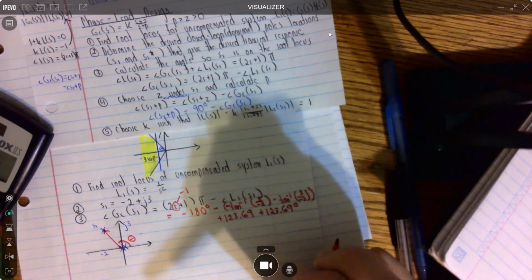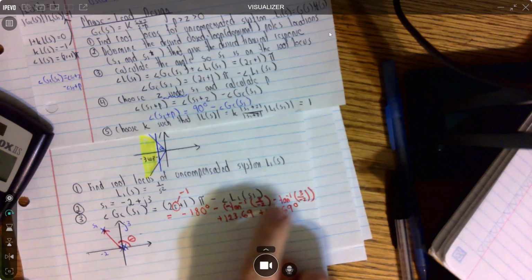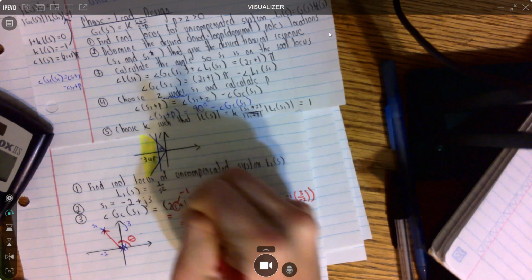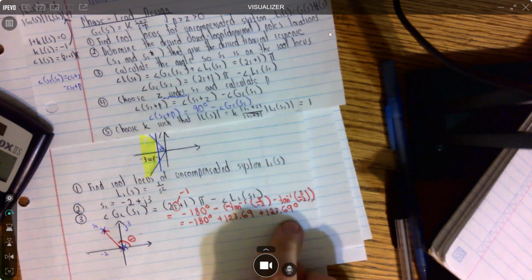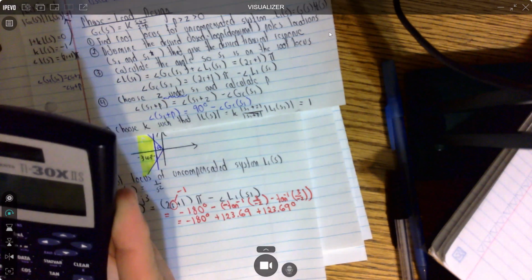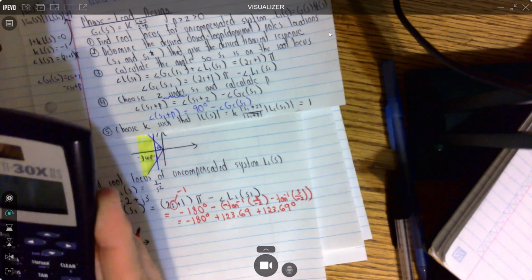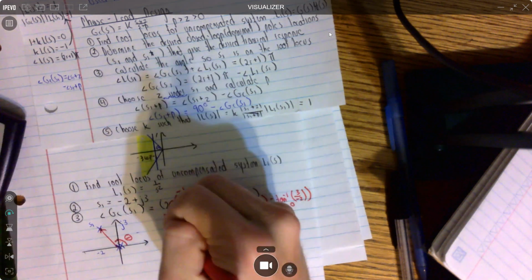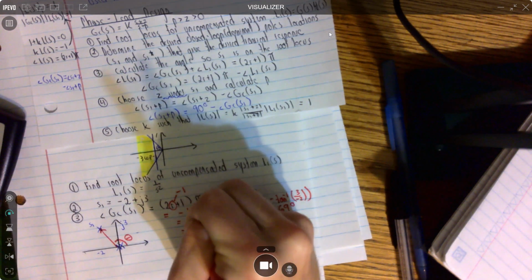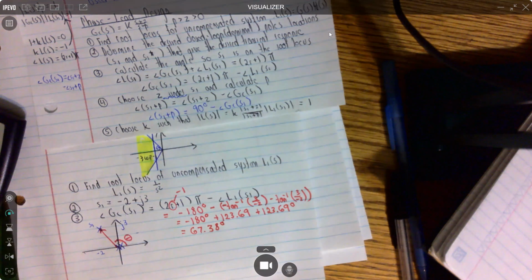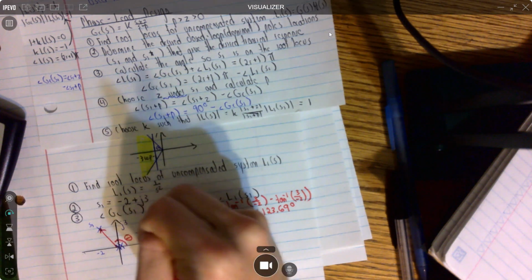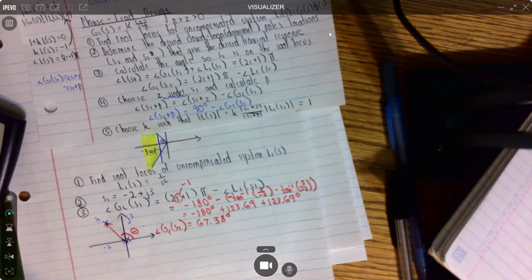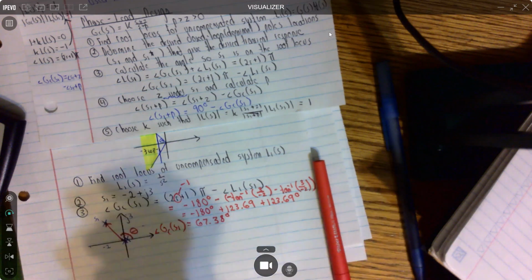That's what I'm going to get specifically for each of these. And then -180 degrees, and then plus 123, plus 123. So I'm going to get -180, and then plus 2 times that answer. So I'm going to get 67.38 degrees. Okay, so that's the angle of my compensator. So that S1 is on the root locus. And so what we're going to see here specifically is we calculated the angle.